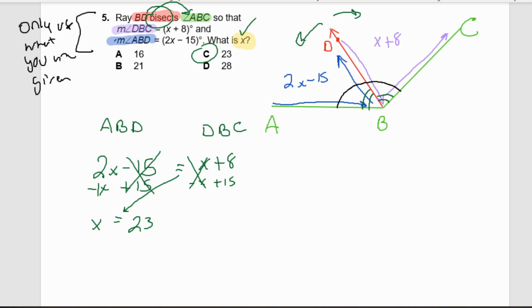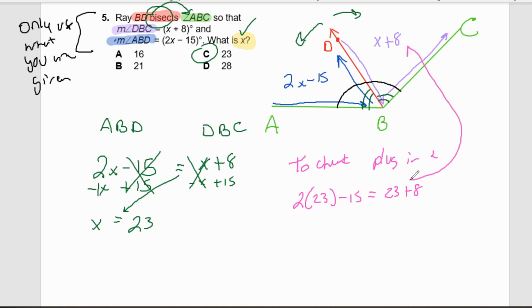How do we check this? Because we always want to do that if we have time. We're going to plug in x. So now I'm going to say 2 times 23 minus 15 is equal to 23 plus 8, right? This came from DBC, and this came from ABD. This gives me 46 minus 15 is equal to 31, and 31 is equal to 31. So we have done this properly, and that is how it checks out.